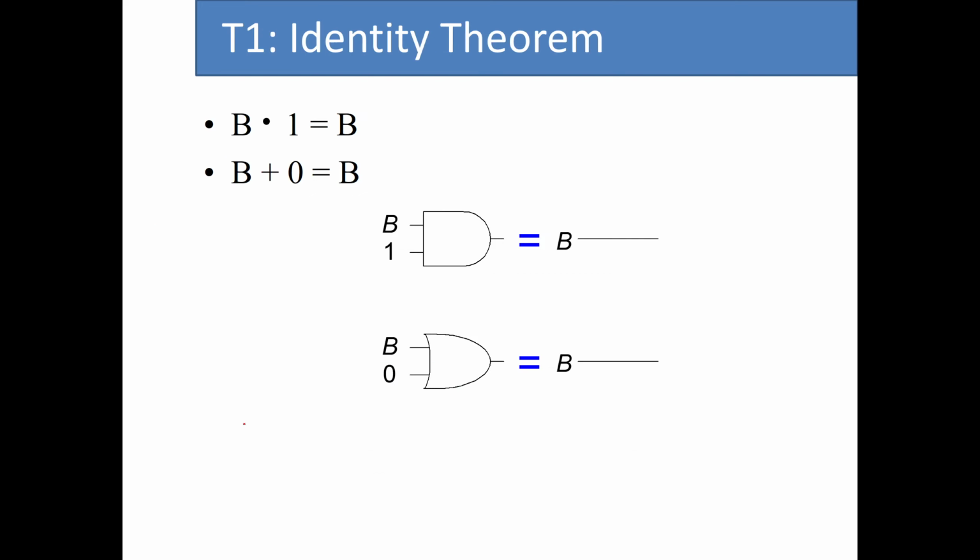For the identity theorem, we have b as a variable, which is ANDed with 1, and we say that the answer is b itself. Visually speaking, this is equal to ANDing b and 1 using this AND gate, and the answer to that is going to be b itself.